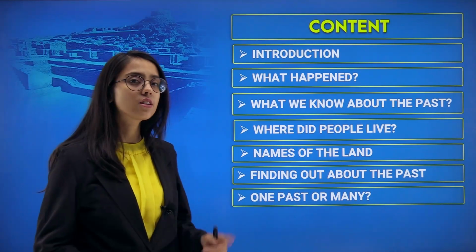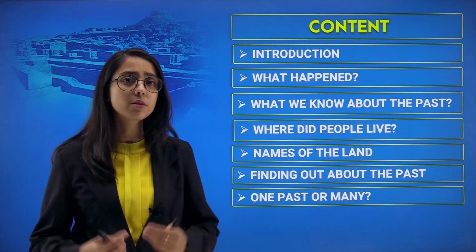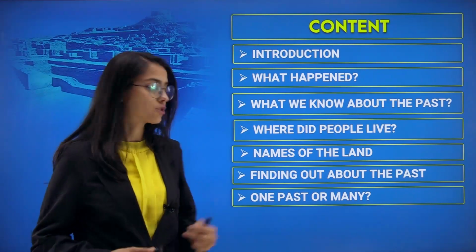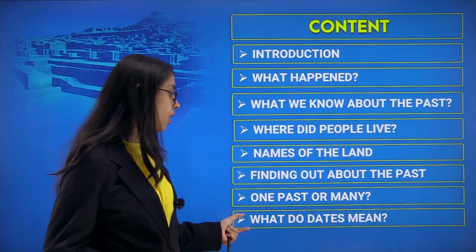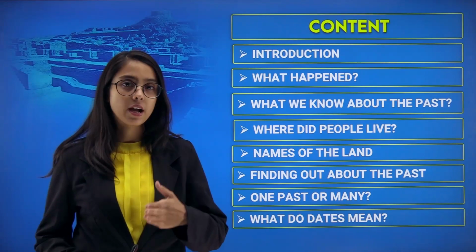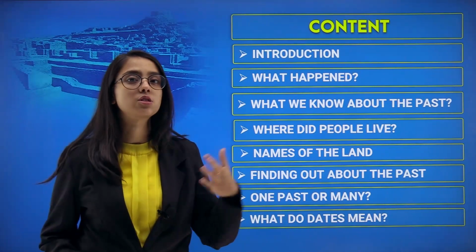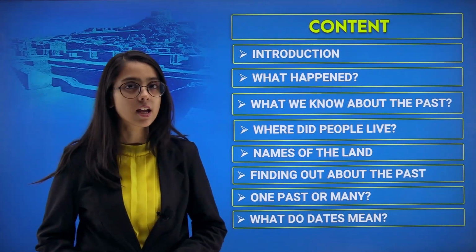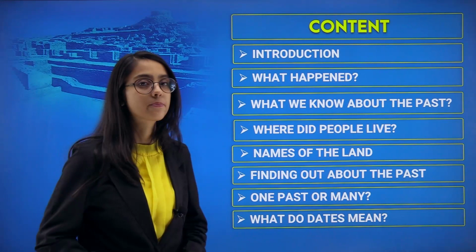Then we'll see if there is one past or many. For example, past for you may be different, past for me may be very different. So we'll see what is that difference and we'll see how and what do the dates mean. For example, we use the format 2020, 2022, 2021, etc. Isn't it? How did this format of date come into existence? We'll see about that. So, let's begin with the chapter.